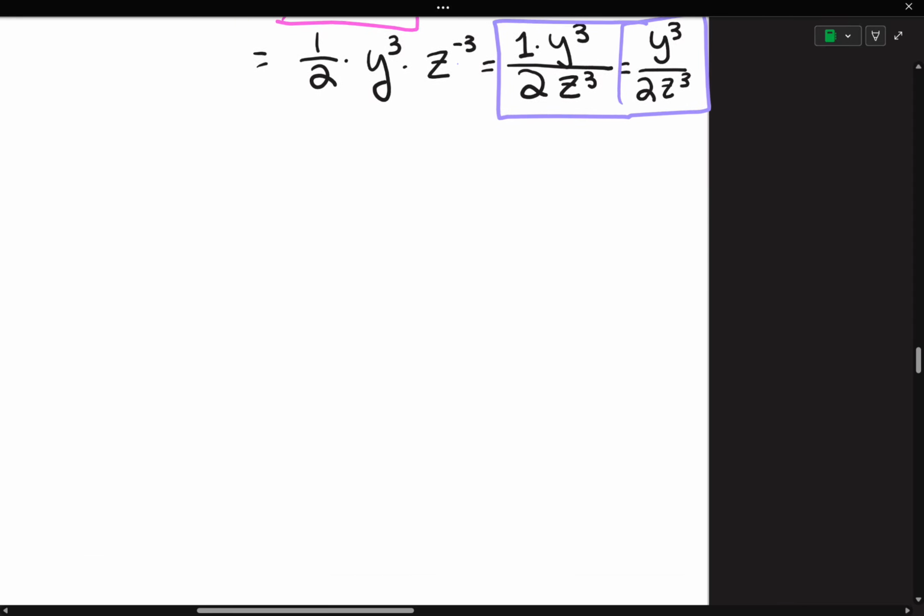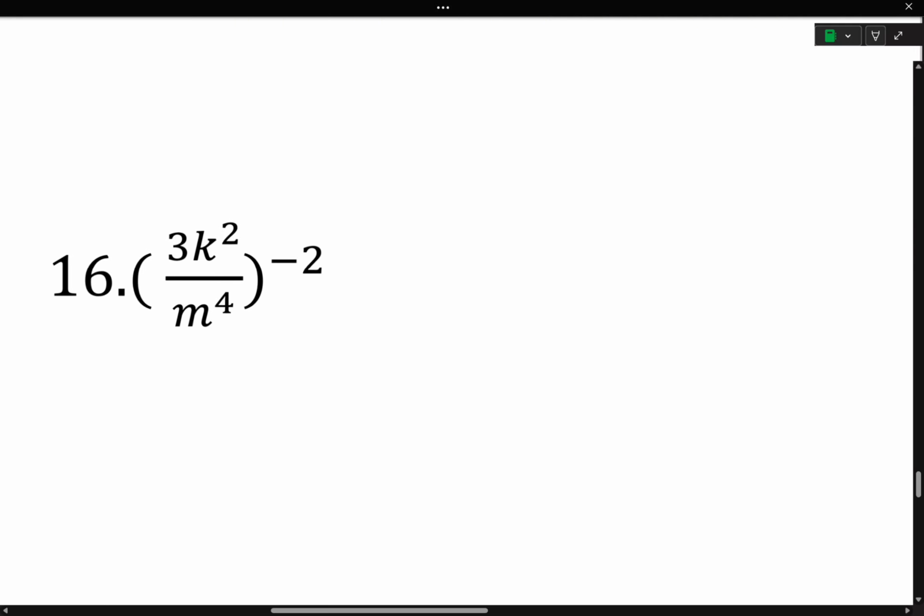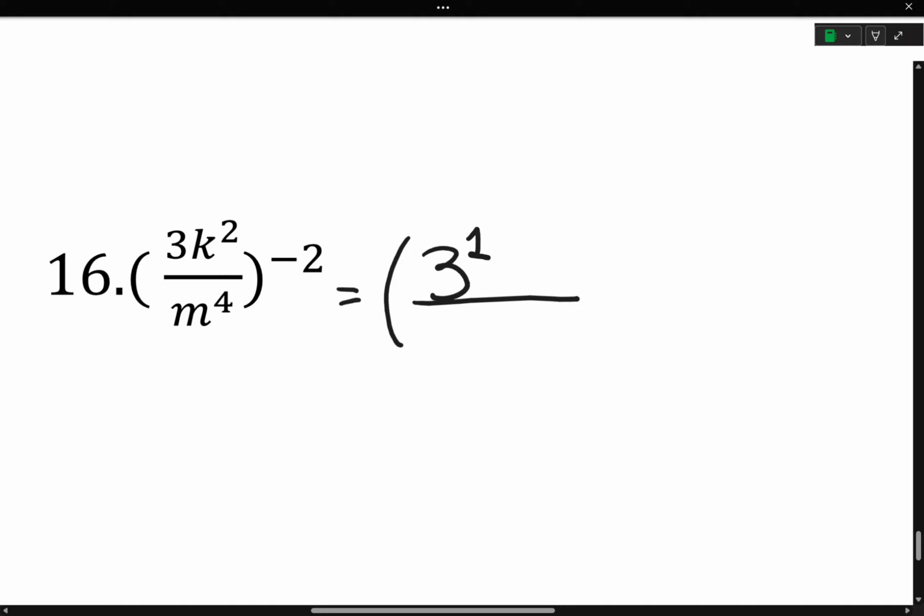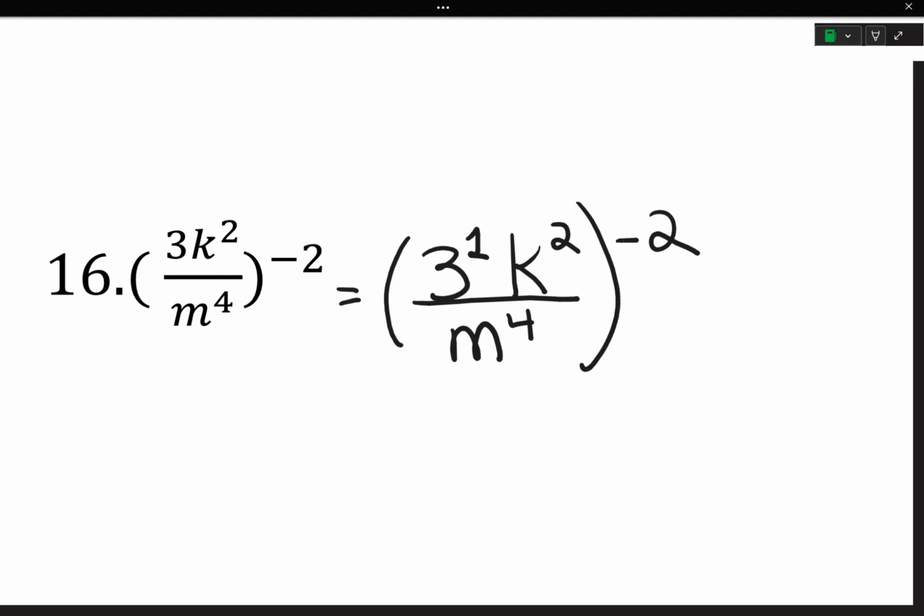Okay, last one. Number 16. All right, so here we have a quotient, so a division problem, raised to a power. The first thing that I'm going to do is rewrite it with that invisible power of 1 in there for the 3. Okay. Now, just like raising a product to a power, when we raise a quotient to a power, we multiply all of the inside powers by the outside power. Let's do it.